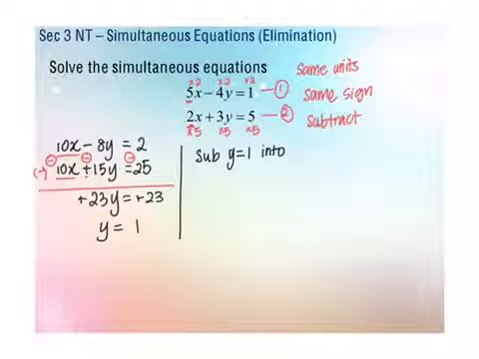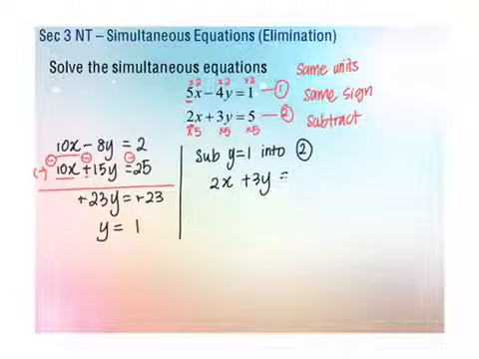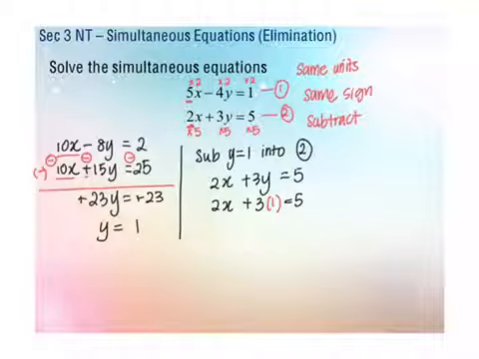Now I prefer equation 2 because everything is positive sign. So no need to worry about changing sign. So I'll put it into equation 2. So equation 2 is 2x plus 3y equals to 5. So the moment we see y, we will change it to bracket 1, meaning 3 times 1, which gives you 3. Okay, so simplifying the equation, 2x plus 3 equals to 5.